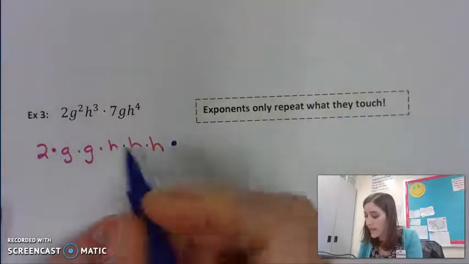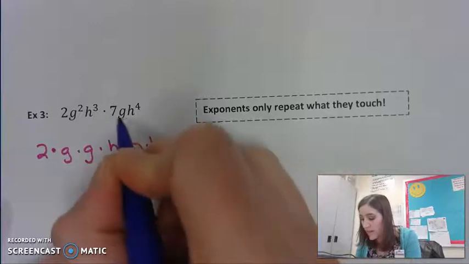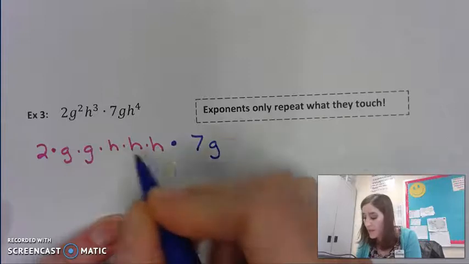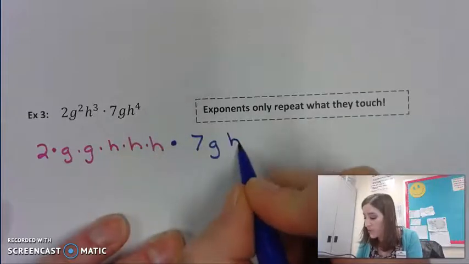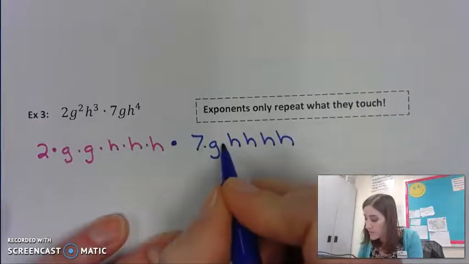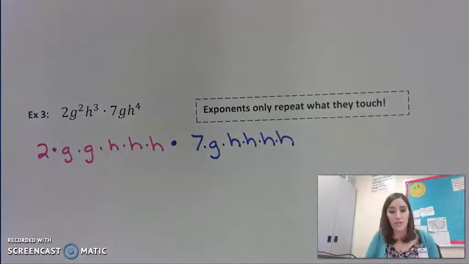So this is multiplied times 7. I've got a g. That g doesn't have an exponent, so that means there's an imaginary 1. There's only one of them there. And then I've got h to the 4th power, so 1, 2, 3, 4. Now you can put the dots between them so that you know that we're multiplying, but you don't have to put those dots if you don't want to.